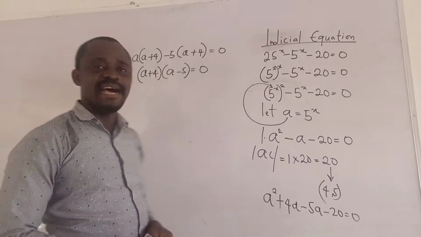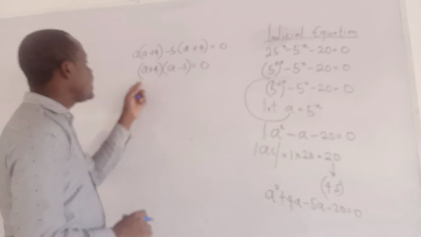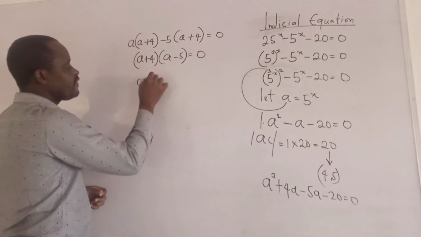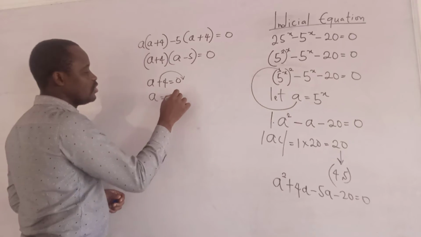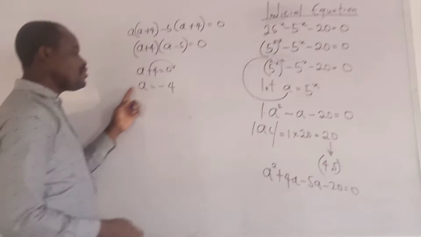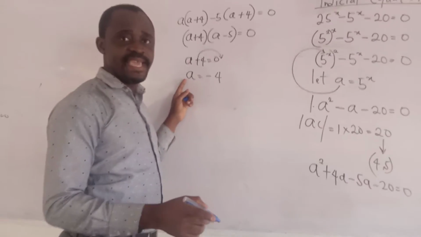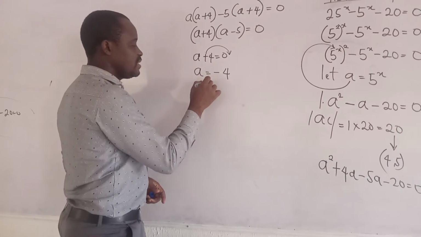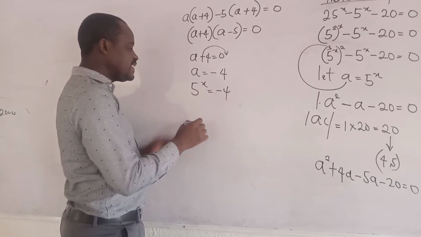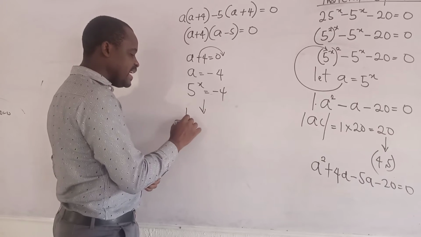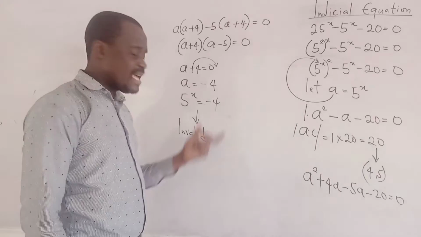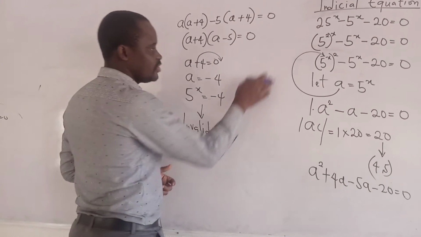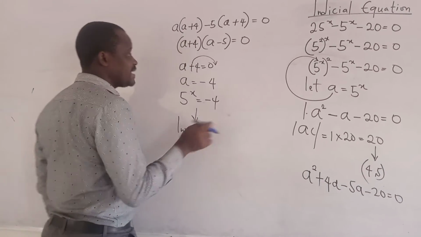Now that I've done this, I have to work on them separately. How? I'll just simply say A plus 4 equals 0. So if I take this out, so that's A equals to what? Minus 4. Guys, you are agreeing that previously I said that A is 5 raised to power x, equals minus 4. So in this case, this situation is invalid. Why is it invalid? Because the bases are not even the same. Do you agree? So it's invalid. Sometimes we see it as no solution to that aspect.